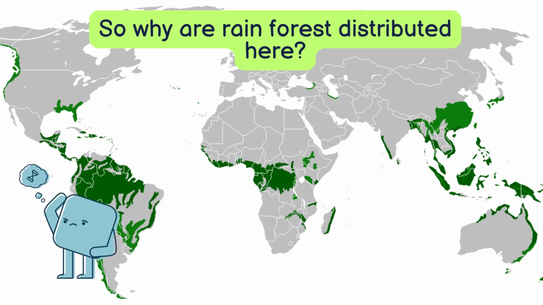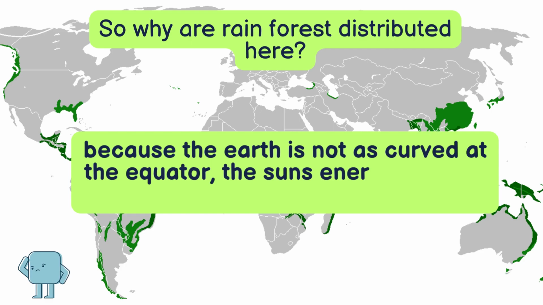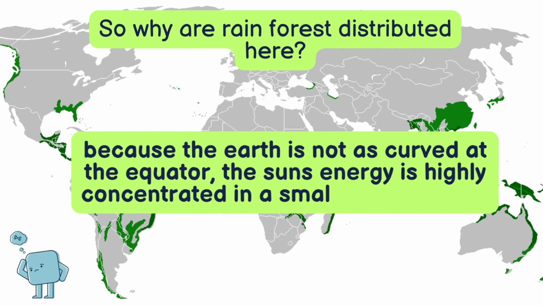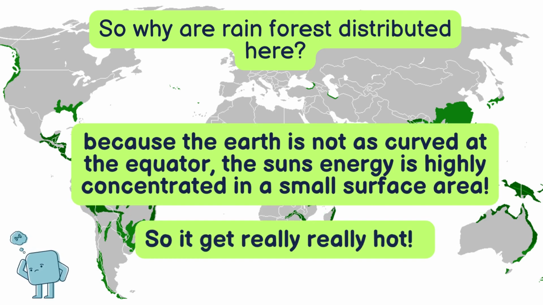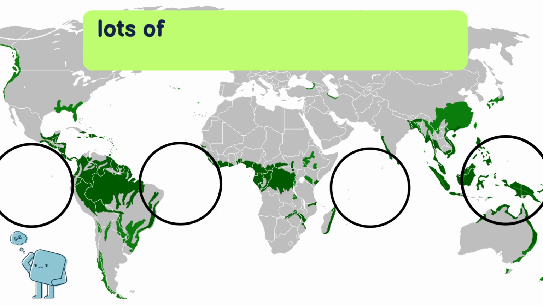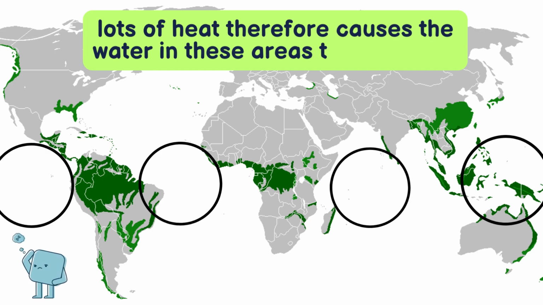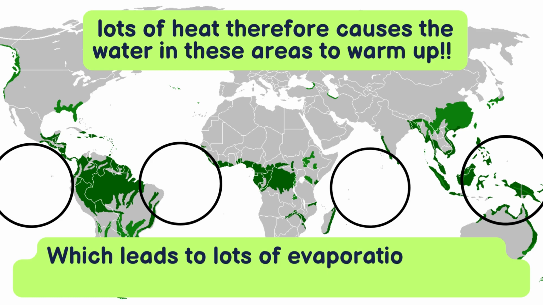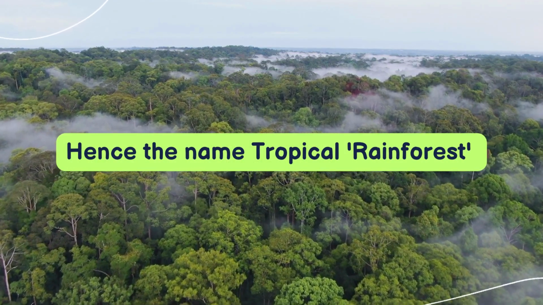So why are rainforests distributed here? Well, it's because the Earth is not as curved at the equator, so therefore the sun's energy is highly concentrated in a small surface area. That way, it gets really, really hot. As a result of this, lots of heat therefore causes the water in these areas to warm up. This then leads to lots of evaporation, lots of condensation, and lots of precipitation. Hence the name, tropical rainforest.